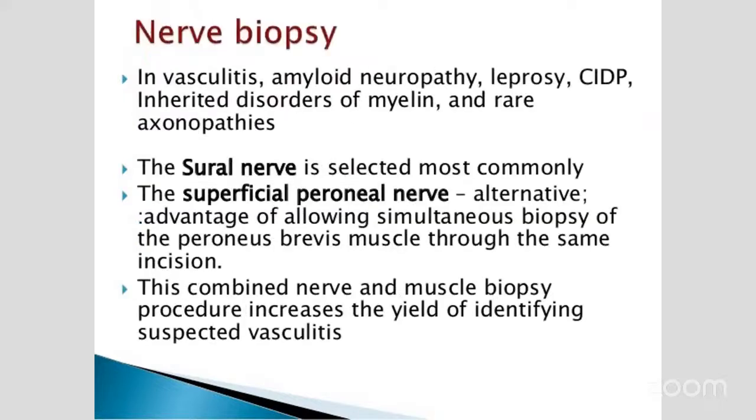Nerve biopsies should be done for suspected vasculitis, amyloid neuropathy, leprosy, CIDP, inherited disorders of myelin, and rare axonopathies. The most commonly selected nerve is the sural nerve. The alternative is the superficial peroneal nerve. Along with that, we should also do a simultaneous biopsy of the peroneus brevis muscle through the same incision for a better result. The combined nerve and muscle biopsy increases the chance of identifying a suspected vasculitis.